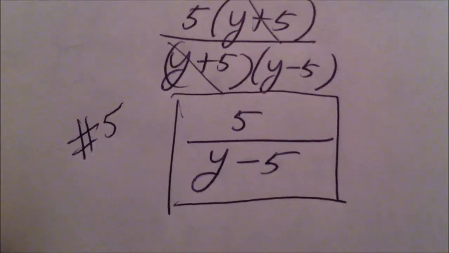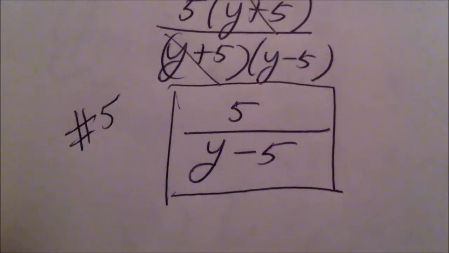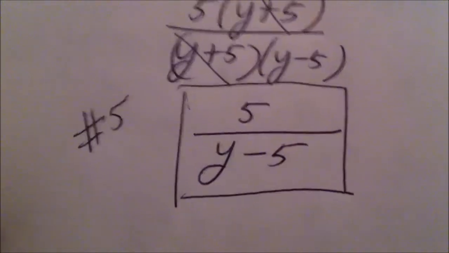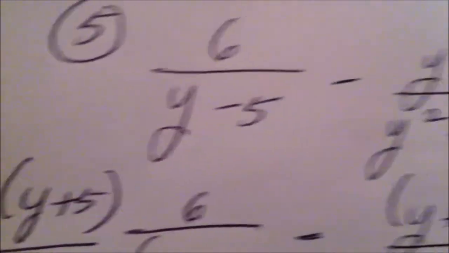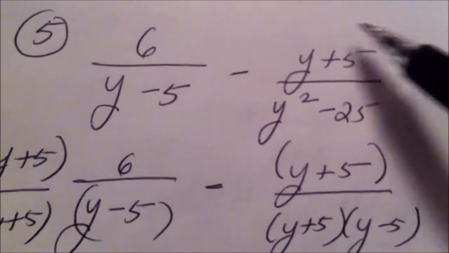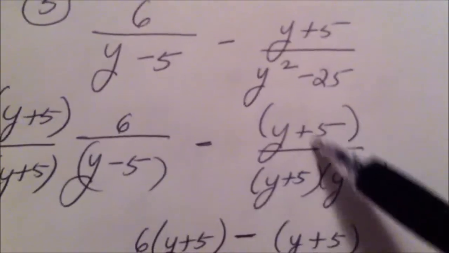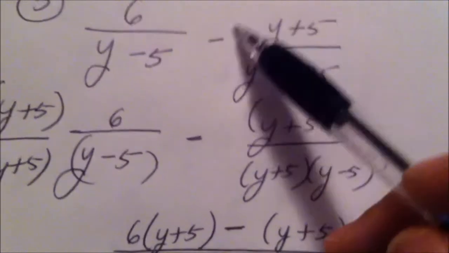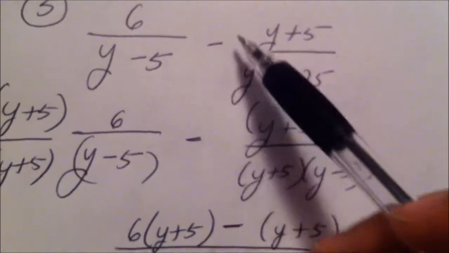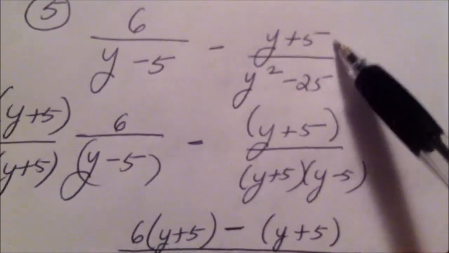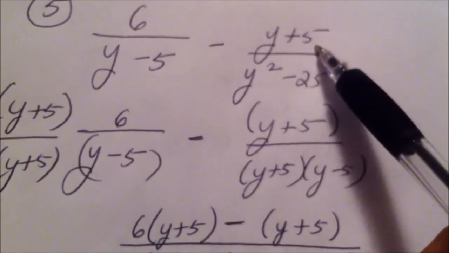Number 5 on topic 1, the answer is 5 over y minus 5. This one was a little bit more extensive than the other adding and subtracting problems for several reasons. You had to factor, you had a difference of 2 squares in the denominator that had to be factored before you determine the LCD, and subtraction is always a pain. A lot of people make errors there. Some people like to make this plus, put this in parentheses, and just distribute that negative right away.